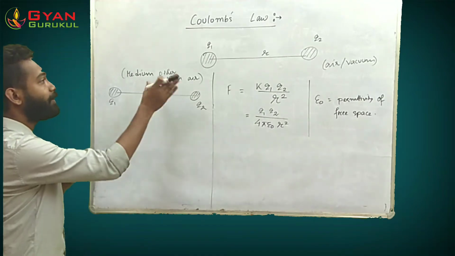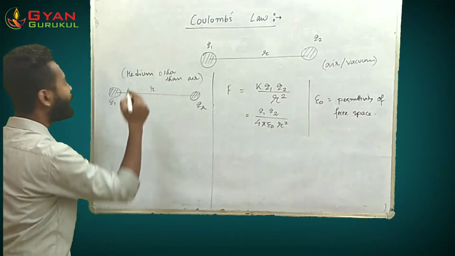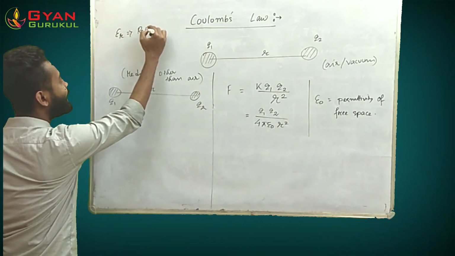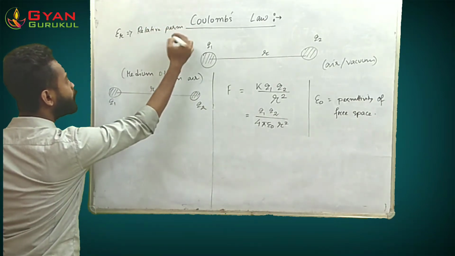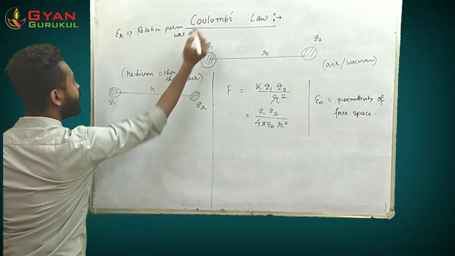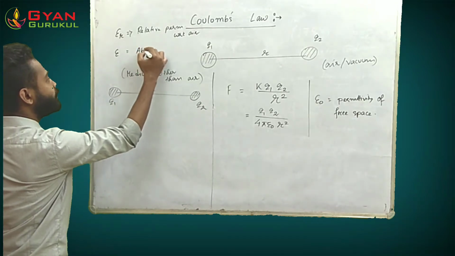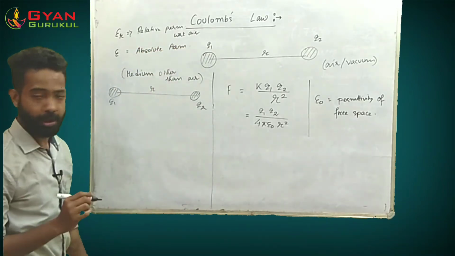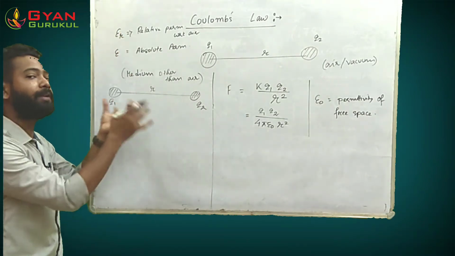So when you are talking about a different medium, you need to know two different epsilons. One is epsilon r, known as relative permittivity, relative with respect to the medium air. And the other is known as absolute permittivity. You can be given either of the two when we talk about a different medium.